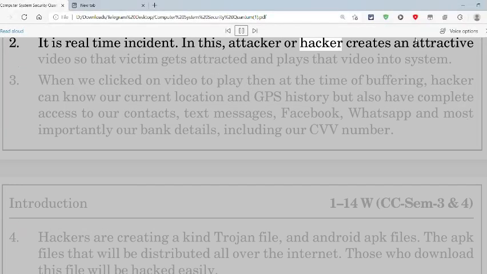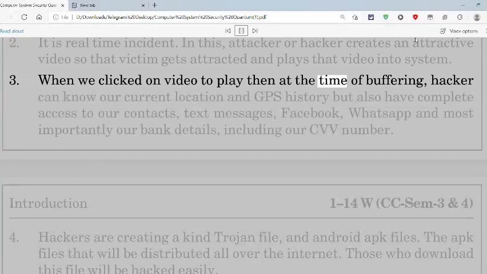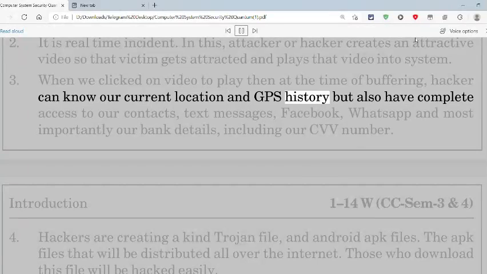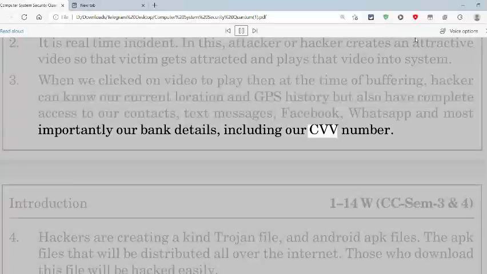In this, the attacker or hacker creates an attractive video so that the victim gets attracted and plays that video on the system. 3. When we click on the video to play, then at the time of buffering, the hacker can know our current location and GPS history, but also have complete access to our contacts, text messages, Facebook, WhatsApp, and most importantly our bank details, including our CVV number.